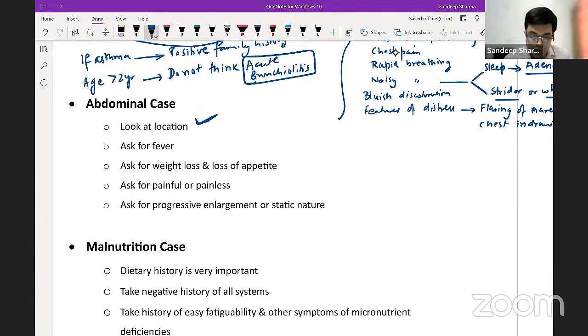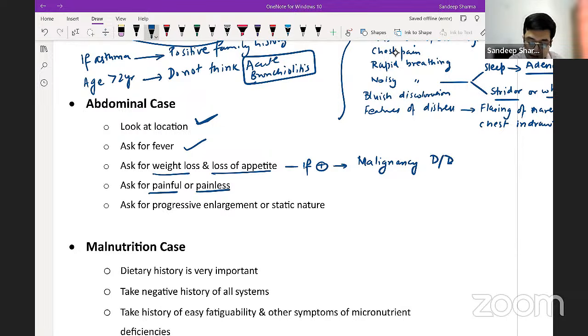Next is you will ask for fever in the patient. Fever, if with mass, will be infective. Without fever, you will think of non-infective causes. Ask for weight loss and loss of appetite. If present, you will think of malignancy as one of the differentials. Ask whether it is painful or painless. Painful mass is usually seen in inflammatory condition. Painless enlargement can occur in certain non-inflammatory conditions. And ask whether it is progressively enlarging or static in nature.